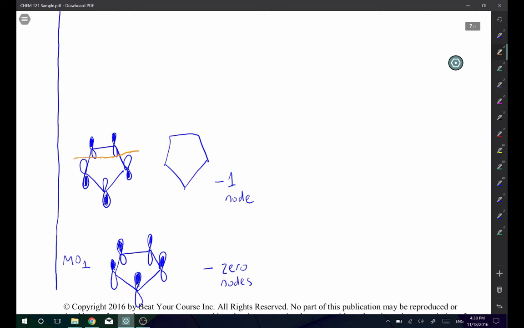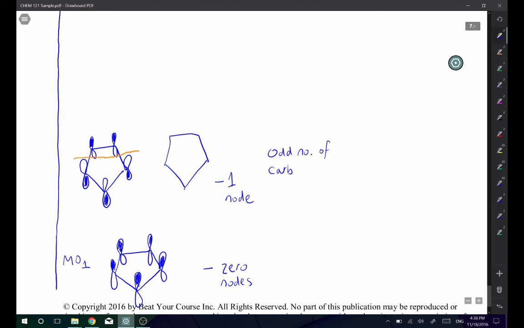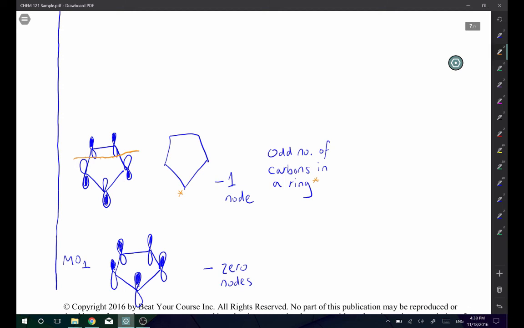Now, because we have an odd number of carbons, this only works for an odd number of carbons in a ring. I'll just show a little asterisk actually, that might be easier. And I want to highlight this carbon. What you do is you discount that carbon, because if you discount that carbon, you will come up with another pattern that will give you 1 node.